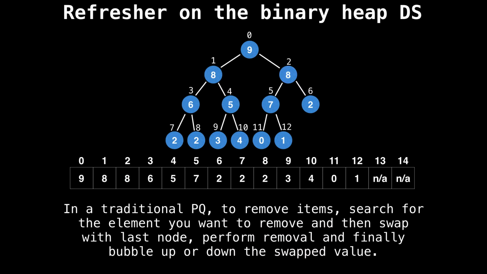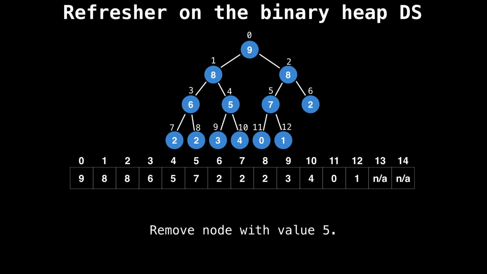Now let's review how removals are done. In a traditional priority queue, to remove items, search for the element you want to remove and then swap it with the last node. Perform the removal, and finally bubble up or down the swapped value. For this example, suppose we want to remove the node that has the value 5. We don't know where the node with value 5 is within the priority queue, so we have to search for it. This is one of the major differences between the priority queue and the index priority queue. So start at node 0 and process each node sequentially until a node with a value of 5 is found, if any.